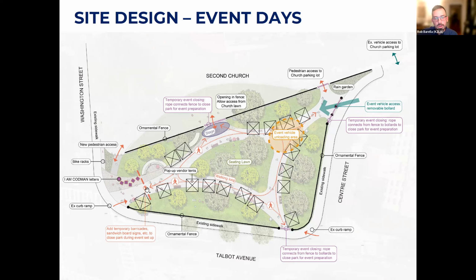And then over on the Washington Street and Talbot side, here, this red dotted line, thinking that this could also be some type of more temporary barricade just for event setup, leaving the I Am Codman letters still available to see during event setup. The other part that is being highlighted in this diagram is just the stage area in this purple, and then thinking that this could also have some temporary closures on that side as well.